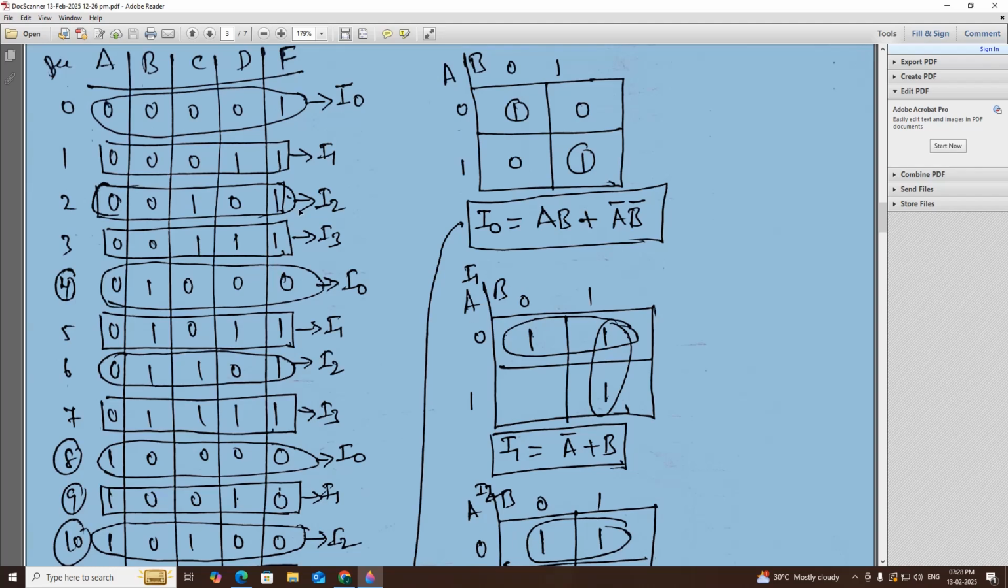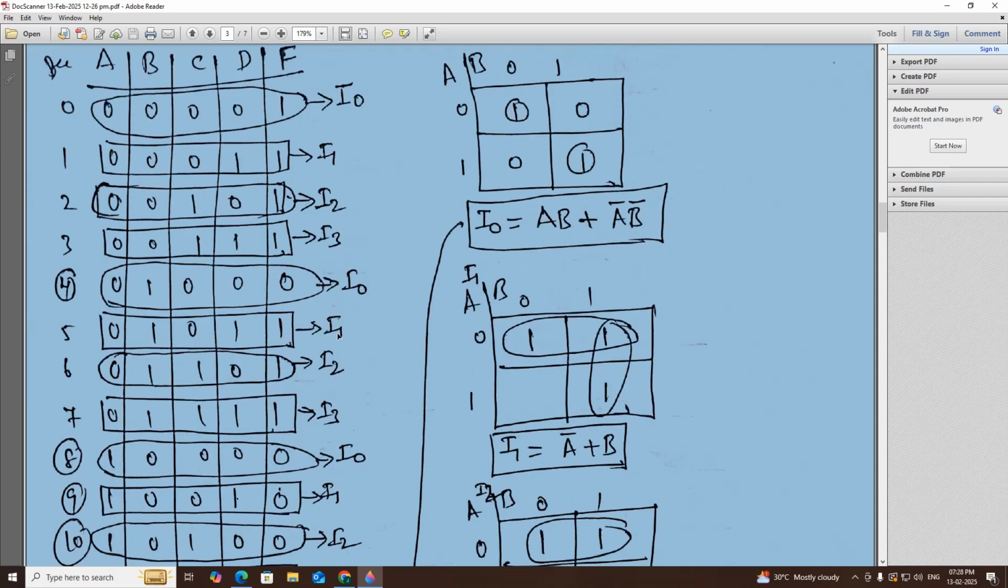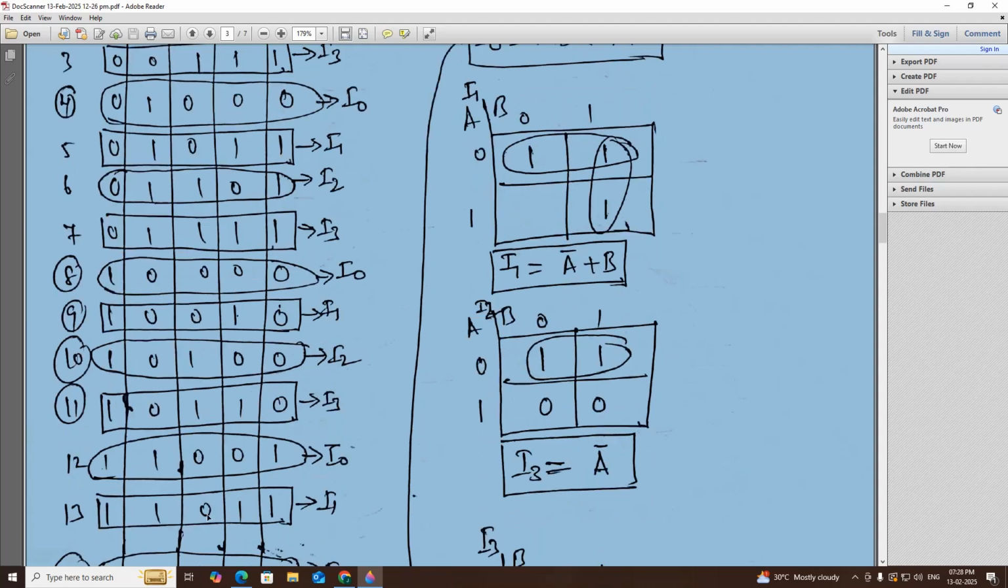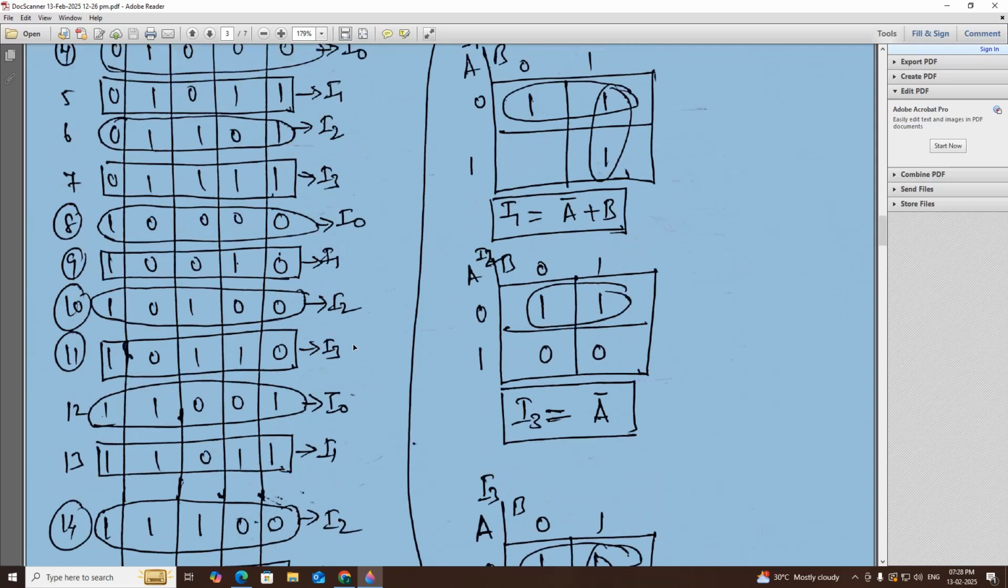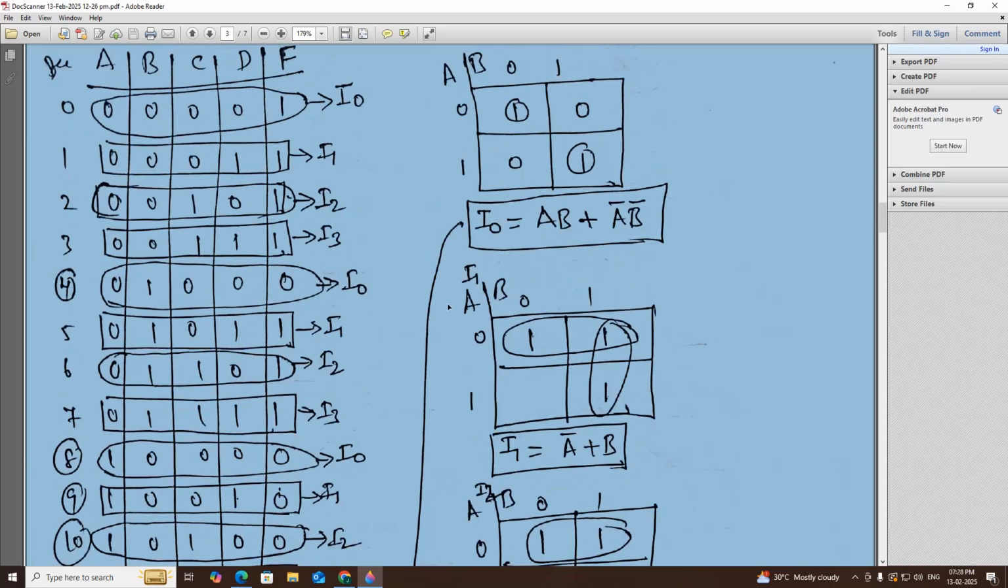Similarly, next CD is 0 1, which is I1. So there are 4 I1s, 4 I0s, 4 I2s and 4 I3s, and after that we don't have any more. Next we'll try to find the expression for I1 in terms of A and B.